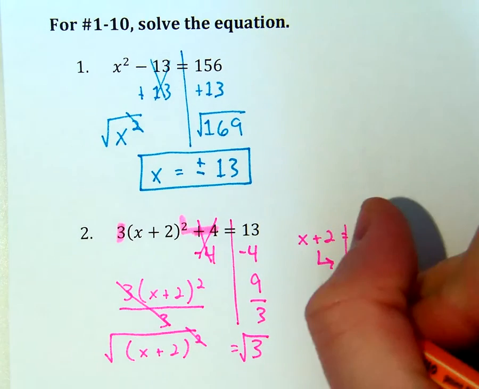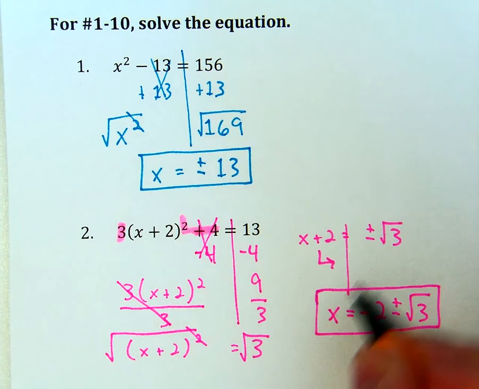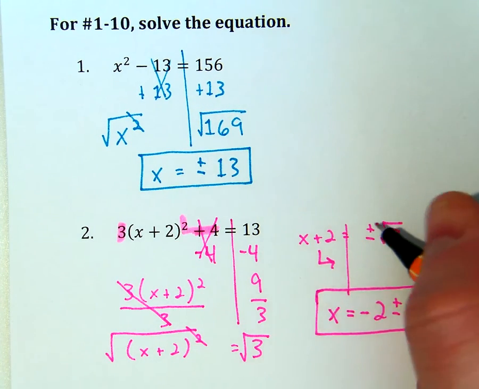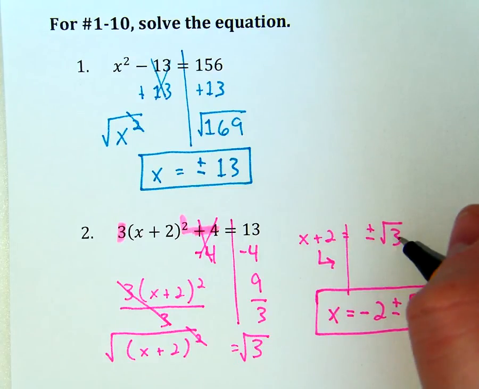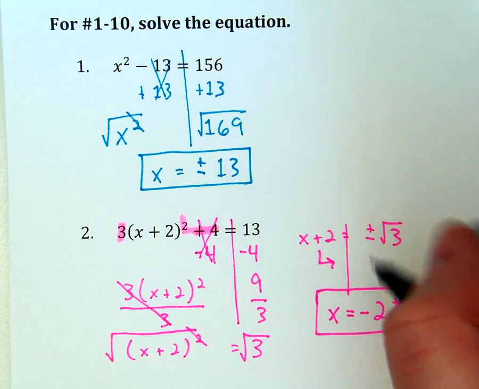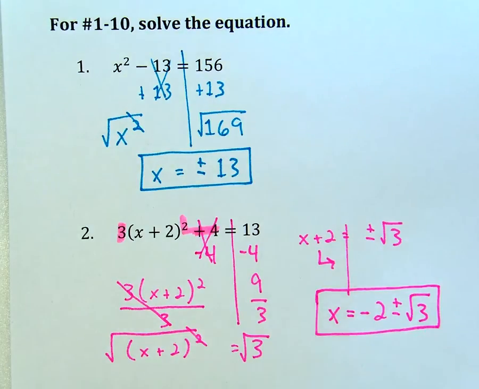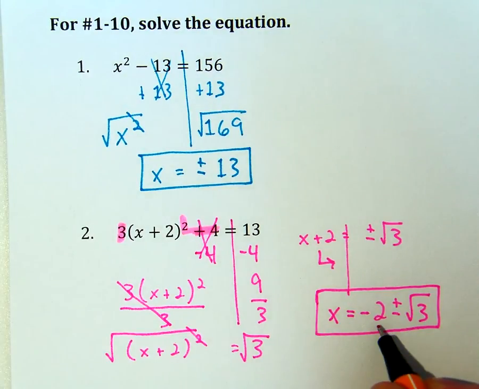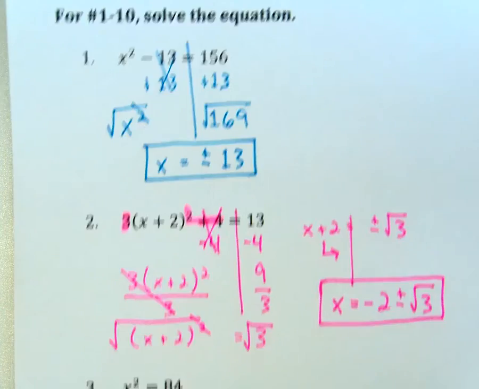Remember, after you square root anything, you must add the plus minus, and after that, you freeze it in place, and anything that moves from the left side to the right side must go in front of the plus minus. So x equals negative 2 plus or minus the square root of 3.